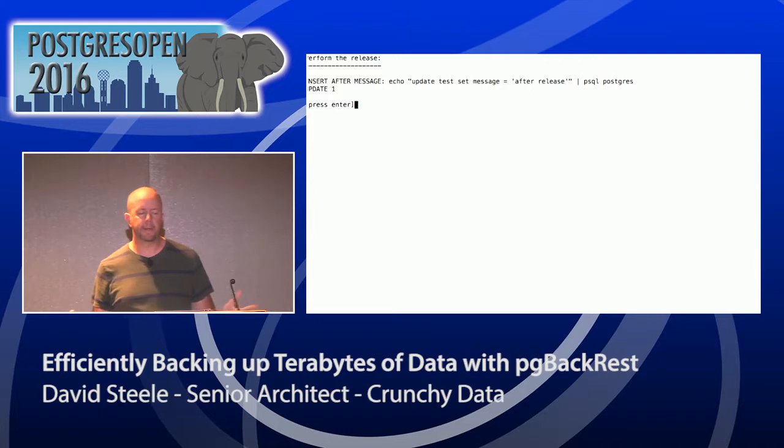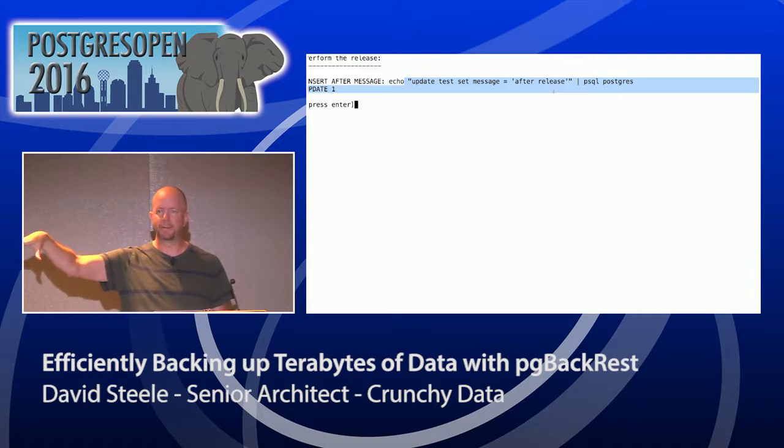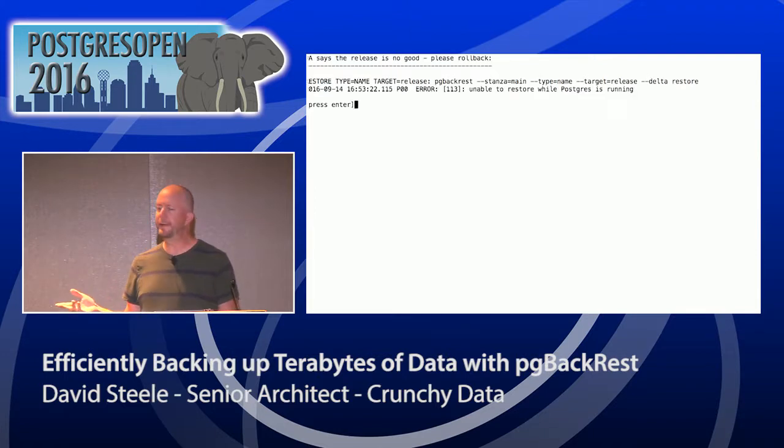Okay, so now we're actually going to do a release. The other thing I have is this little table here, which we're updating to show us where we are. The previous slide had before release in the table. Now we've gone to after release. Okay, so we've done the release. Now QA tells us the release is no good. They want us to roll back.